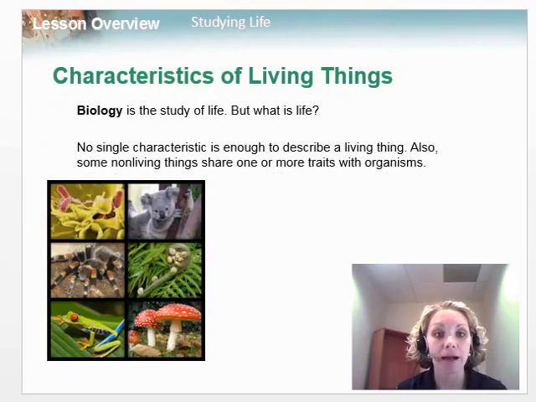Remember that when we study biology, we're studying life. But the question is, well, what really is life? There's not just one characteristic that can describe what a living thing is. And some non-living things may share some characteristics with living things. For instance, viruses. Viruses may seem very much living when they are infecting our bodies and making us sick, but they don't have all the characteristics of life to be considered a living thing. So we'll explore some more of these characteristics.